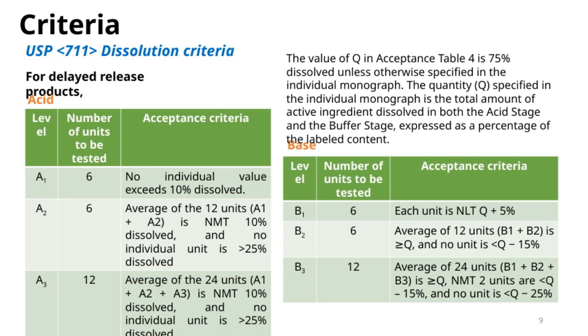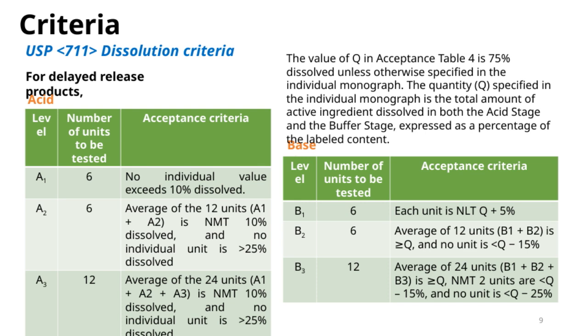Then, at B3, we test 12 units, making a total of 24 units. The average of all these units must be at least Q, with no more than 2 units falling below Q minus 15%, and importantly, no unit should be less than Q minus 25%. Similarly, there are criteria for the A levels, which are usually more stringent, especially for delayed release products. At A1, with 6 units tested, no individual unit can exceed 10% dissolved. This helps ensure minimal dissolution at early stages.